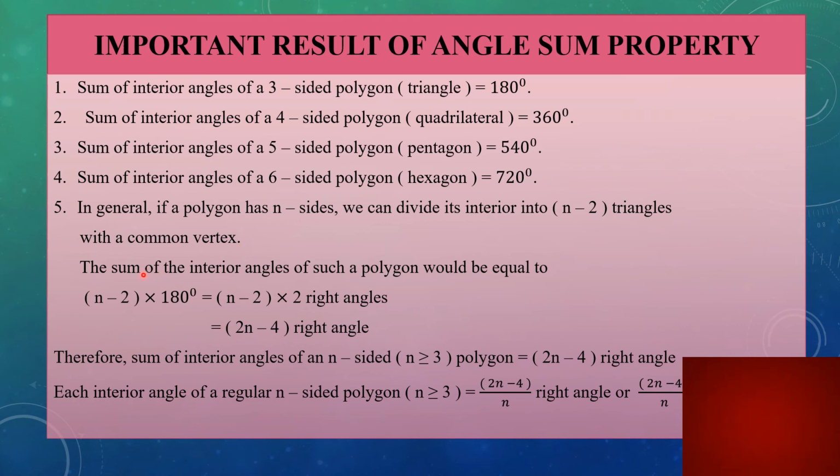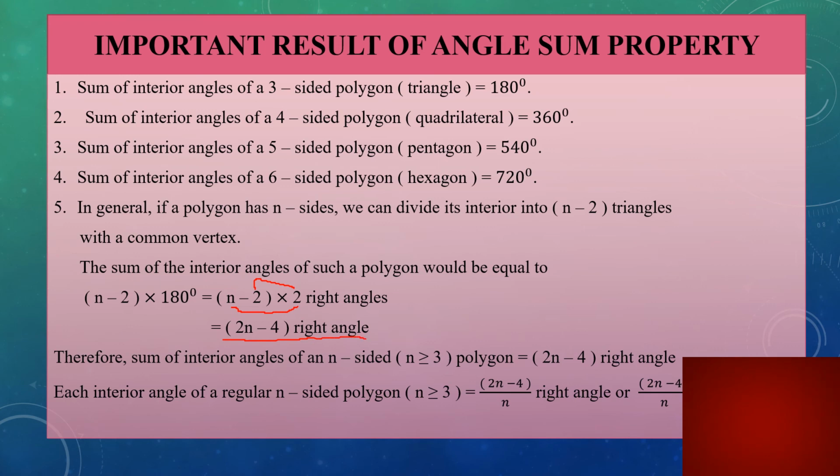Then the sum of interior angles of a polygon will be equal to (n minus 2) into 180 degrees, and 180 degrees we can write as two right angles. Two right angles means 90 degrees plus 90 degrees is 180 degrees. Now here this 2 is multiplied to this bracket, so we get (2n minus 4) into right angle.